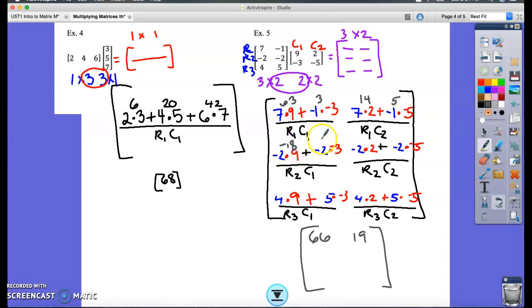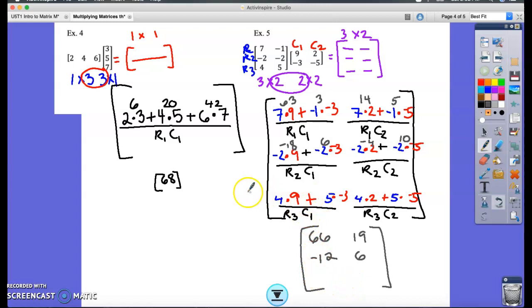-2 and 9 is -18, excuse me. -2 times -3 is +6. So that will simply give me -12. -2 and 2 is -4. -2 and -5 actually gives me a +10. When I add them up, it's 6. So I'm doing multiply, then add.